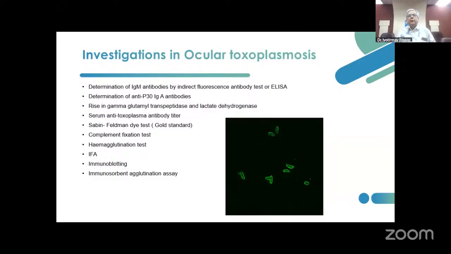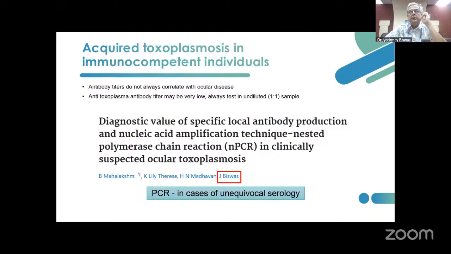How to investigate? Forget about the list of investigations you will see in the textbook. Just one investigation is important: the ELISA for toxoplasma, the serum antibody toxoplasma titer. Serum is very important. If it is negative, you revise the diagnosis or think of other diagnoses. In immunocompetent patients, antibody titers do not always correlate with ocular disease. A severe ocular disease doesn't mean a high titer. The antibody titer initially may be very low, so you may need to do an undiluted sample for the toxoplasma titer.